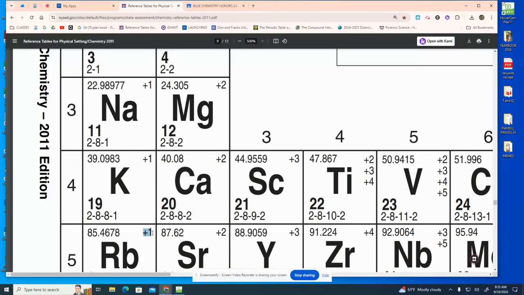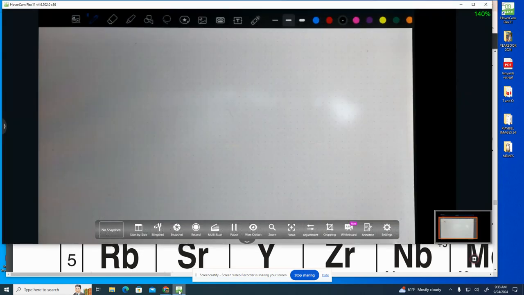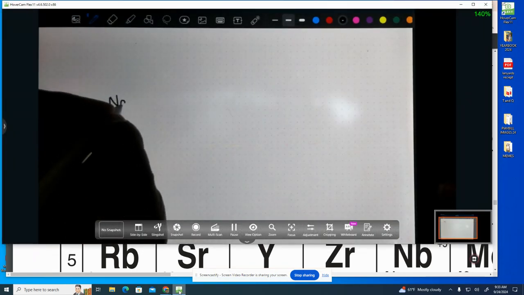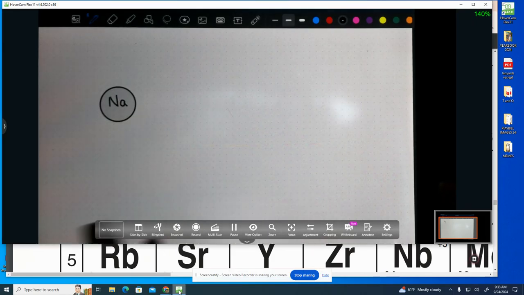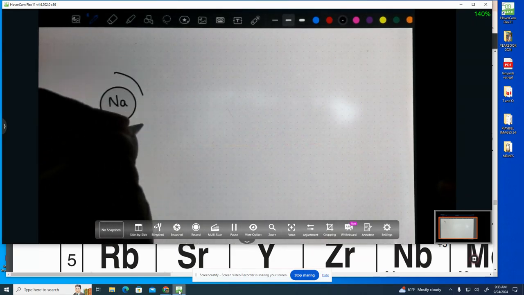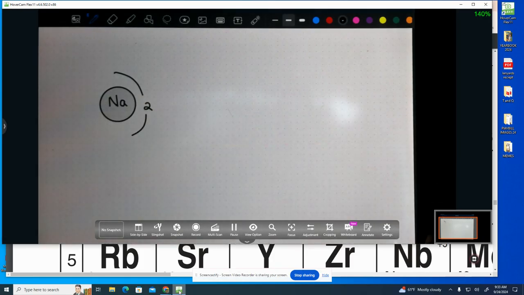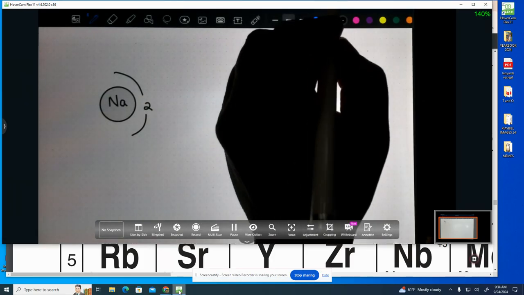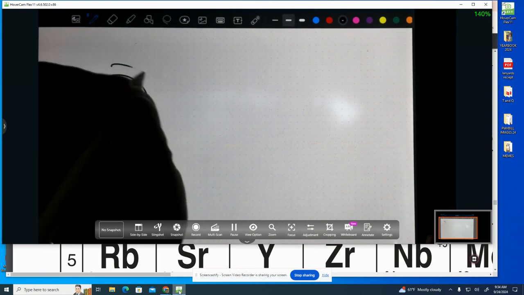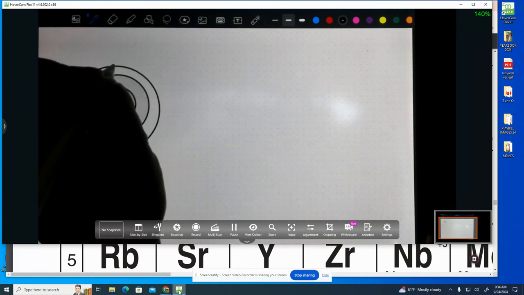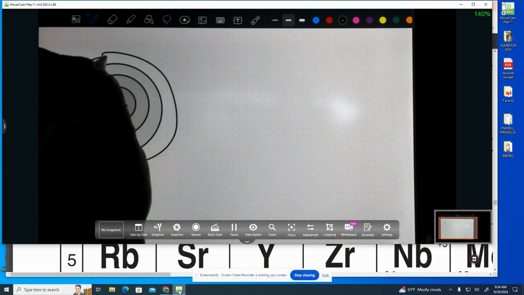So if you look at sodium, it has a 2-8-1 arrangement. Sodium's nucleus, I'm not writing the number of protons in there. And then you have 2 electrons in the first ring. I'm getting lazy. 2, 8 in the second, and 1 in the third.